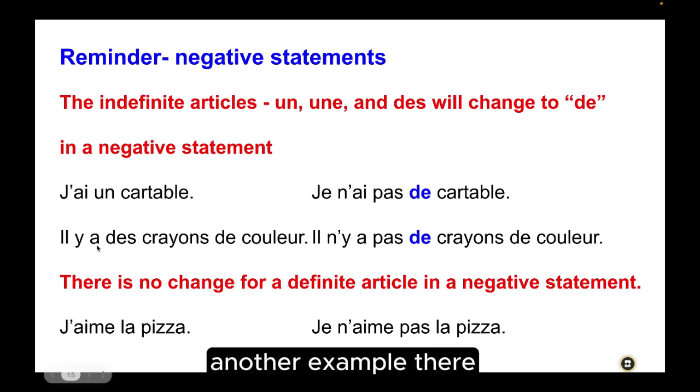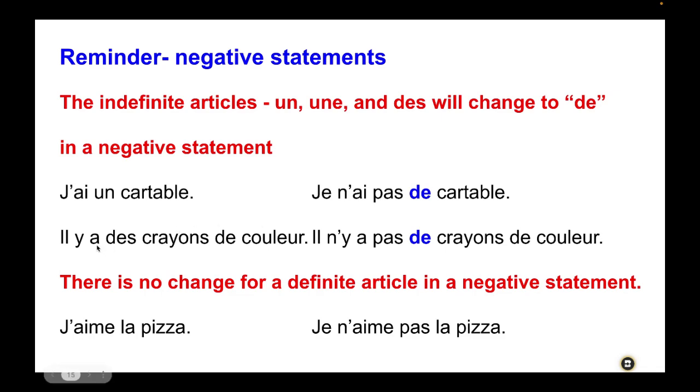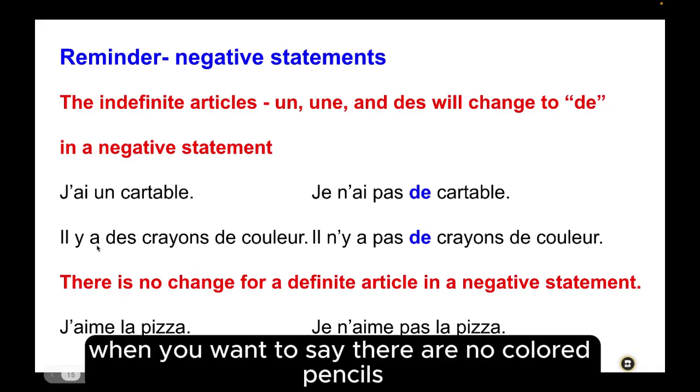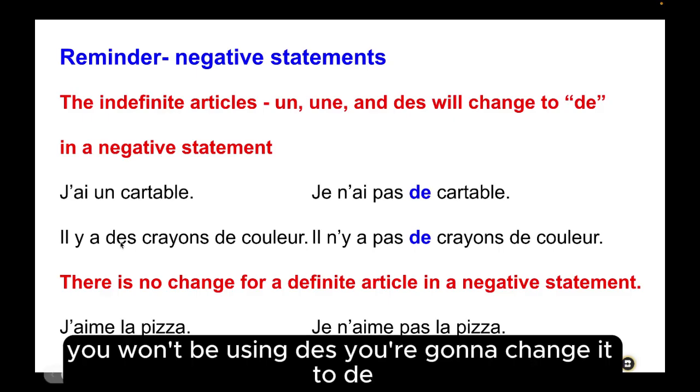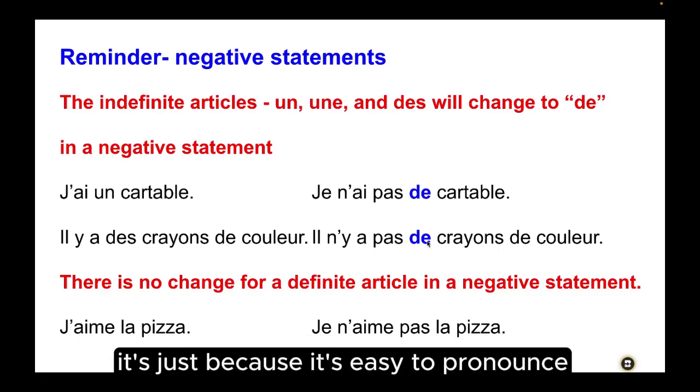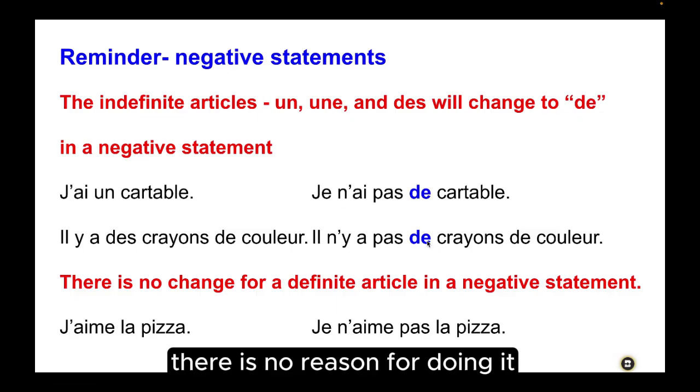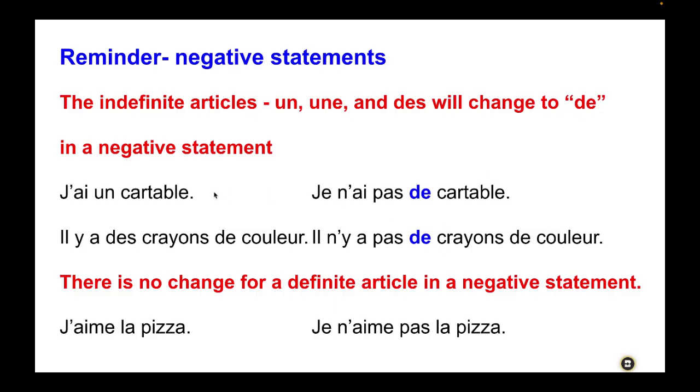Another example, il y a des crayons de couleur. There are colored pencils. When you want to say there are no colored pencils, you will say il n'y a pas. Again, you won't be using des. You're going to change it to de. It's just because it's easy to pronounce. There is no other reason for doing it. It's easier to pronounce de instead of un, une, or des, because those are going to be heavier. So, il n'y a pas de crayons de couleur.